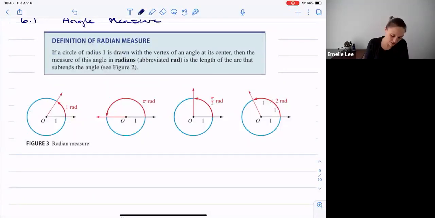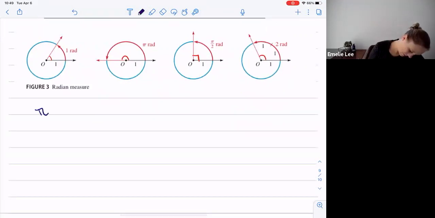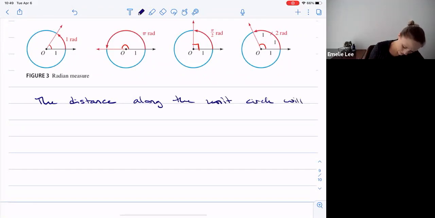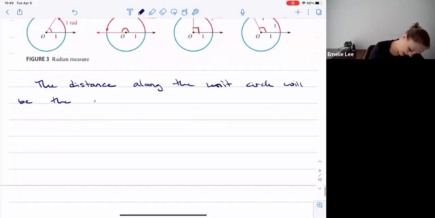So notice that these angles, which we usually have little angle measures here. Oh, this is a right angle. What's kind of mind-boggling about radians is that the distance along the unit circle is also going to be the angle in radians, and that's where I'll write that down. The distance along the unit circle will be the angle in radians.